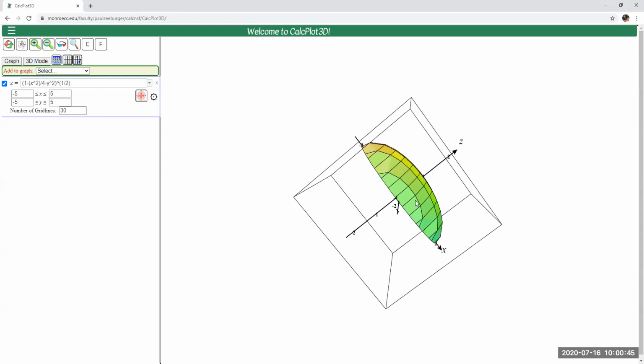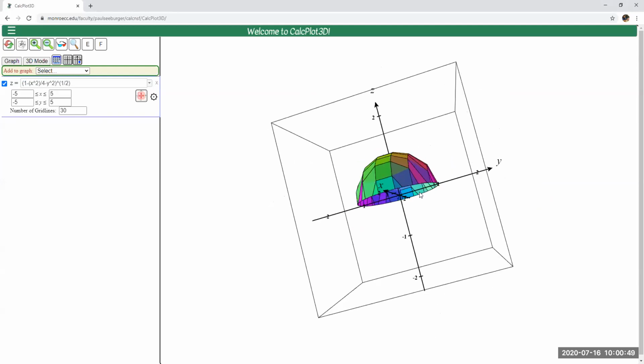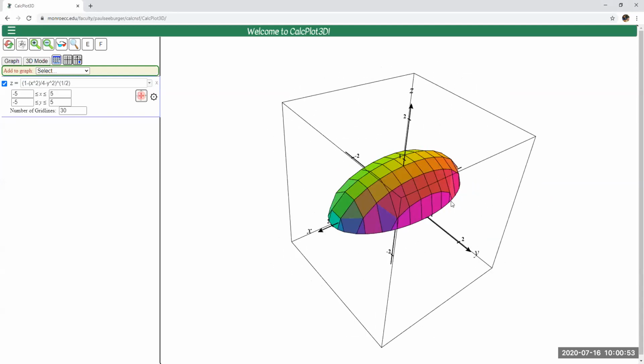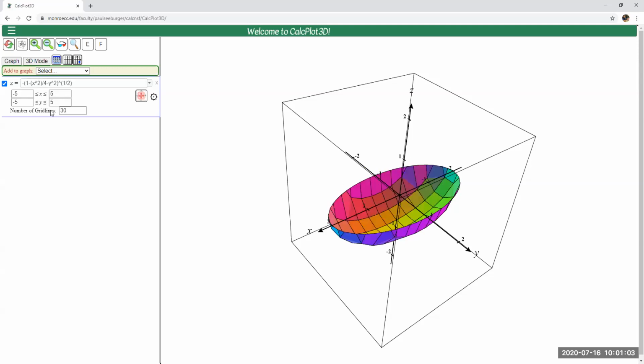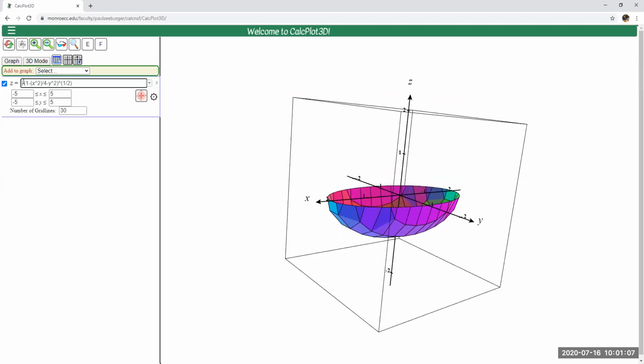Okay, let's get closer. Let's rotate. Yeah, so it's going to be like this. You see, it is the northern hemi-ellipsoid. This is the other part. We should glue these two things together to get the complete picture.